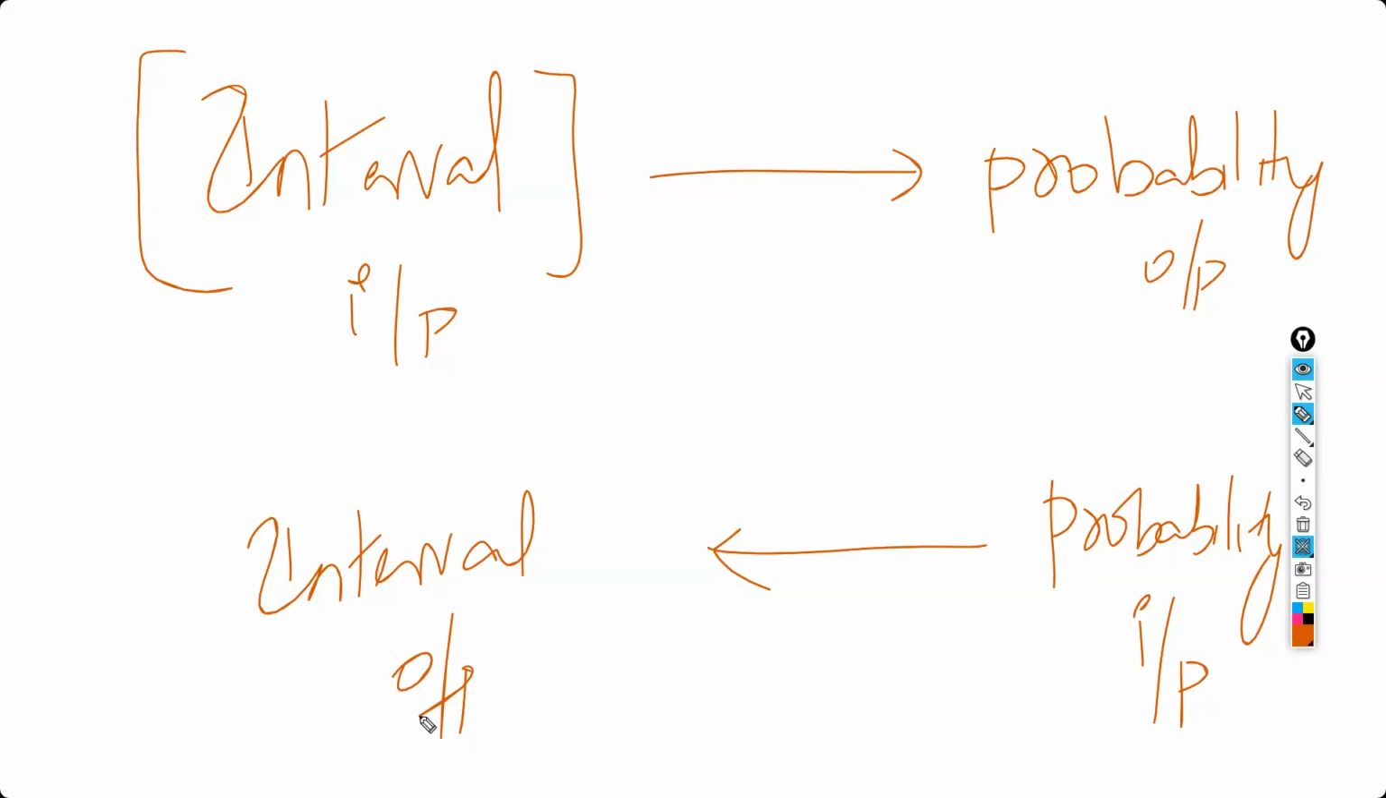Okay. My range will be small. I'm not going to take a big range. With a small range, I'm going to predict with high probability. That will happen by using the confidence interval. Now, how it is possible is very simple.